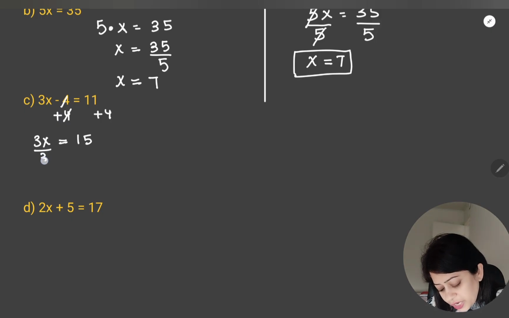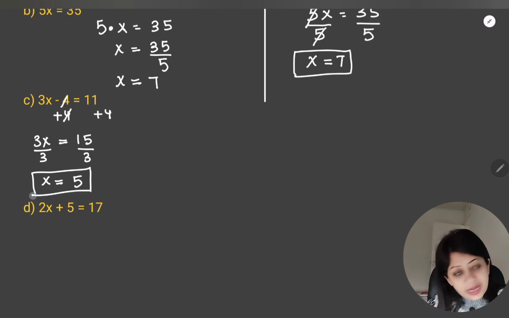So we will now divide both sides by 3. It will become just x. And what is 15 by 3? 5. And done. You could have done it this way as well.